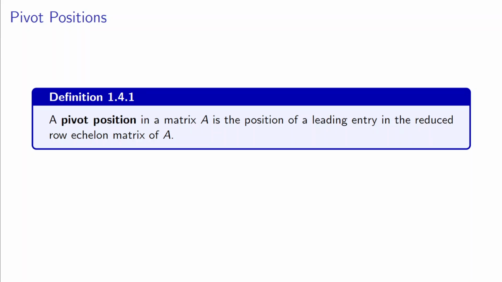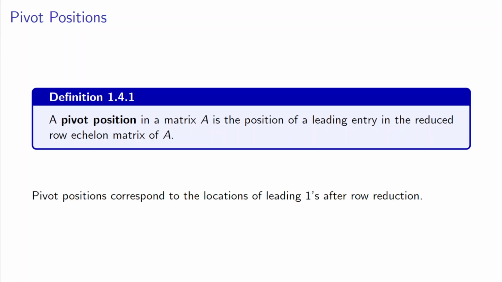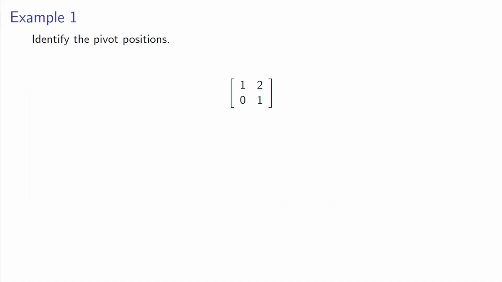Going into a few examples. Pivot positions correspond to the locations of leading ones after row reduction. And so this matrix itself is not in reduced echelon form, but it's close. If we just do one step here, row 1 minus 2 row 2, then we can get it into its reduced echelon form of 1, 0, 0, 1.